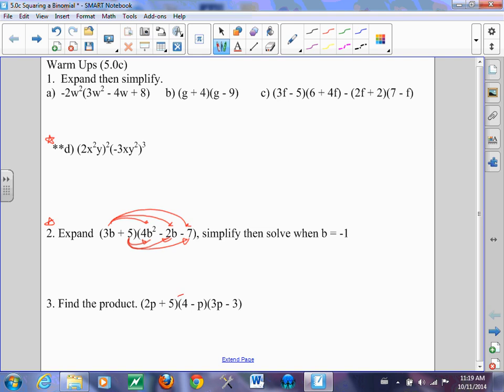Here's a hint for number 3. You're going to be multiplying the second set first, and then you're going to do the distributive law, kind of like you did in number 2. So I'm going to pause the video, and when you come back, you're going to see the answers, and I'll explain them, okay?